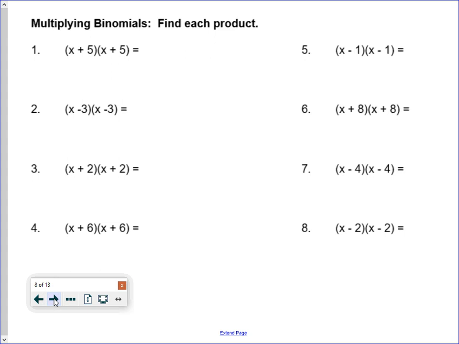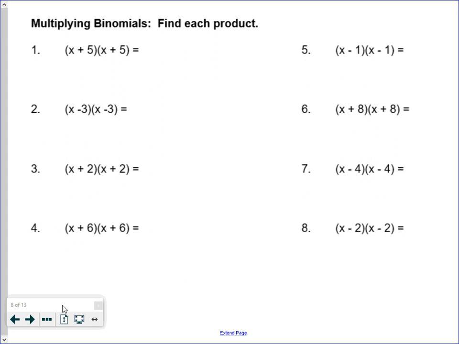The last thing I want to talk about now is multiplying binomials. It's just going to be a quick review. I'm going to show you guys two ways to do it: the box method and just distributing out the terms. Either way is fine. Whatever way you like is okay.